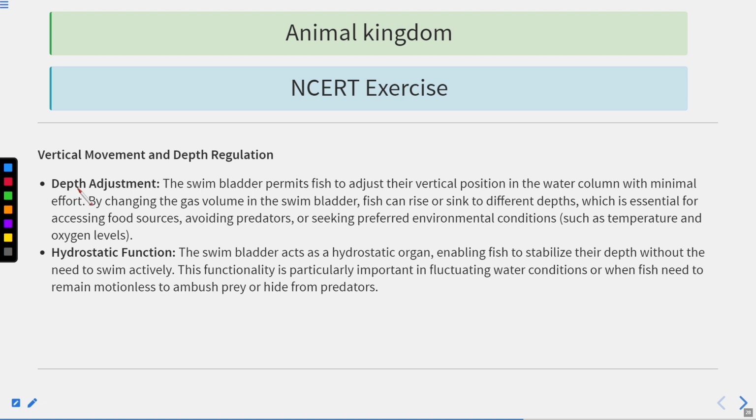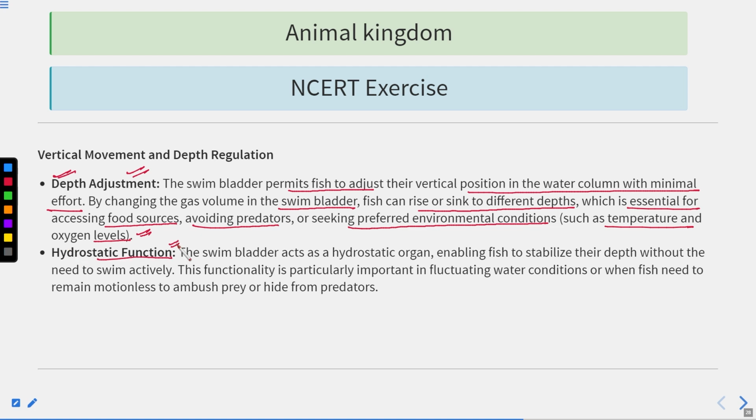Another feature is that the swim bladder permits fish to adjust their vertical position in the water column with minimal effort. That is depth adjustment. They adapt the depth according to where they want to live. By changing the gas volume in the swim bladder, fish can rise or sink to different depths, which is essential for accessing food sources, avoiding predators, or seeking preferred environmental conditions such as temperature and oxygen level.